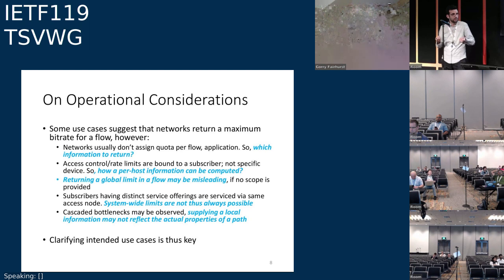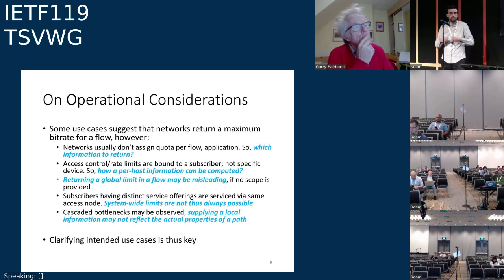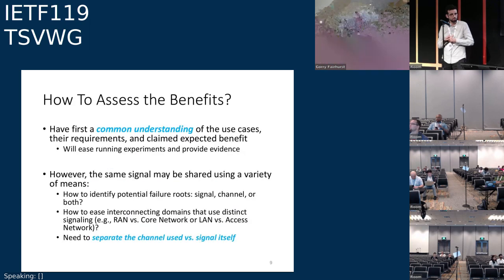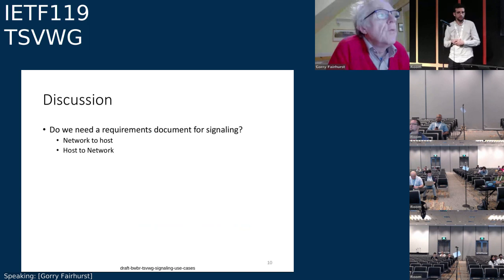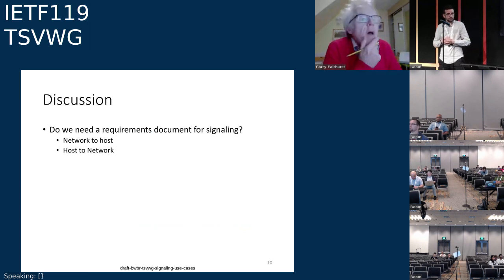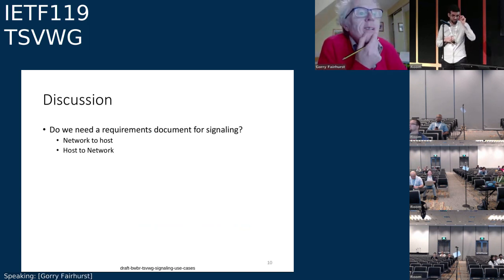The same node is servicing multiple customers, and all these customers may have different service offerings. So there is no system-wide configuration that can be conveyed in these kinds of signals. So there's a lot of consideration that can be taken into account there. Next slide, please. Yeah, we can just move to the last one. I think we need to move to that slide.